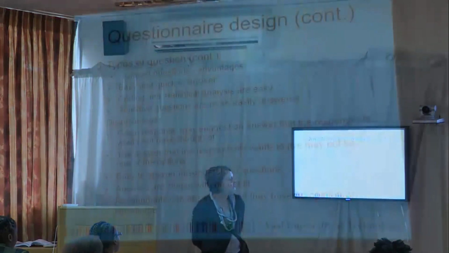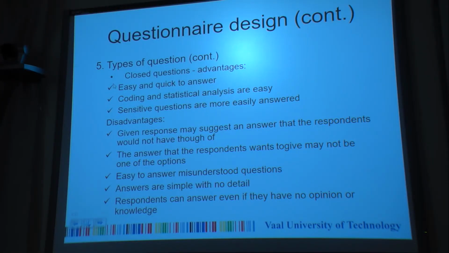Disadvantages: the given response may suggest an answer that the respondents would not have thought of. The answer the respondent wants to give may not be one of the options. I've also used the example yesterday. We cannot list all the occupations, for example, in a country, but you can list the most common ones, and then you leave one space open, other, and they must specify. Then it becomes fill in at the bottom. They must indicate other, I am a teacher, because it was not listed, for example. So it's sometimes difficult to give all the categories, but there are solutions to that.